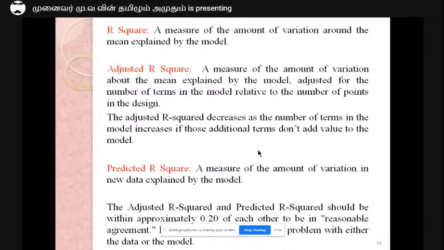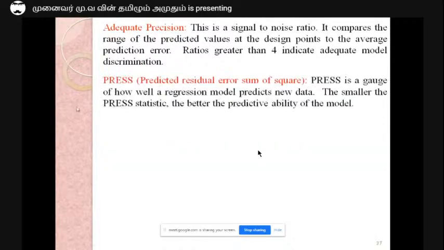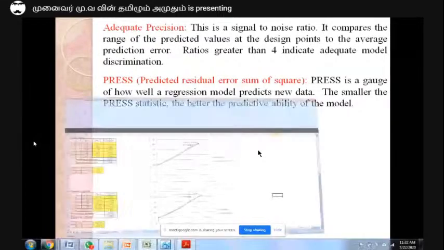It should not deviate much; the maximum deviation of these three is 0.2. The adequate precision should be greater than 4. The F value as well. I have given how one can calculate the various terminologies on page number 1.